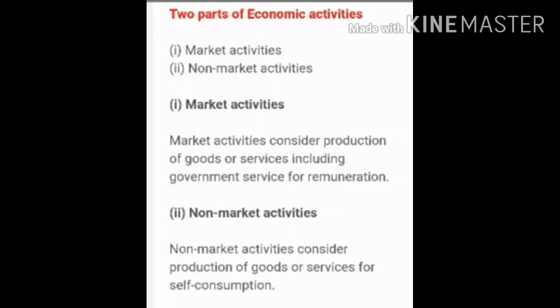Now, the next point is two parts of economic activities. One is market activities and second is non-market activities. Here, market activities consider the production of goods or services, including government services, for remuneration. So that's why we call them market activities. And non-market activities consider the production of goods or services for self-consumption. This is the difference between market activities and non-market activities.